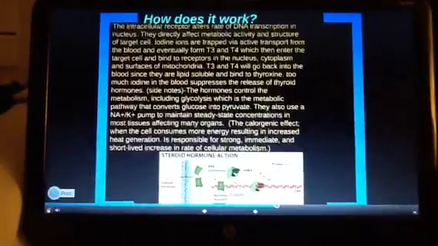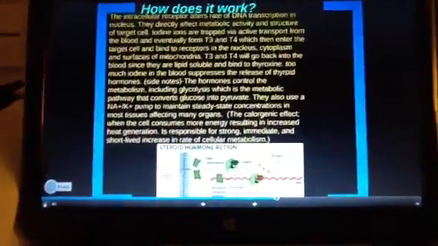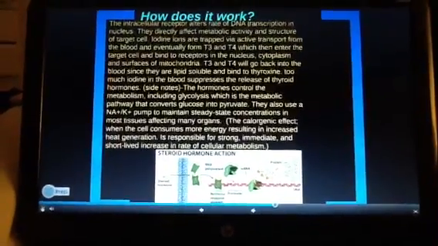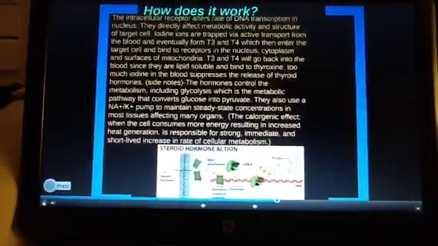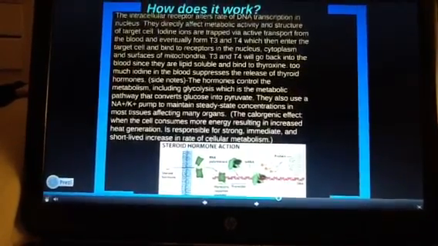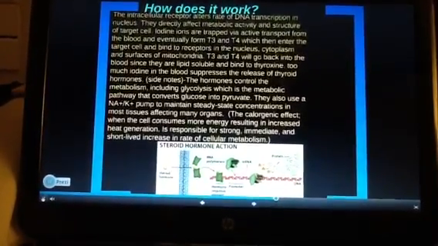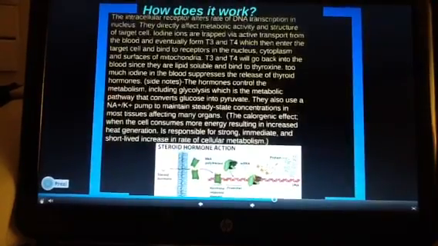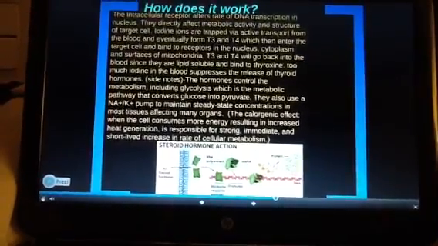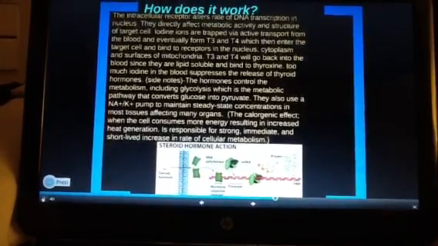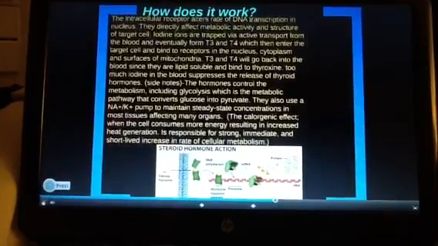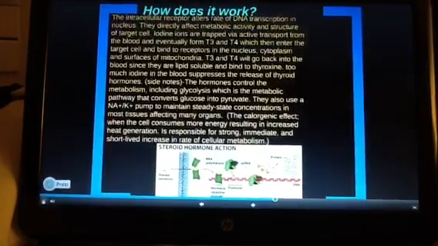So how does this all work? Now, the intracellular receptors alter the rate of the DNA transcription in the nucleus, so they directly affect the metabolic activity and structure of the target cell. Iodine ions are trapped via active transport from the blood, and they eventually form the T3 and T4, which then enter the target cell and bind to the receptors in the nucleus, cytoplasm, and the surfaces of the mitochondria. T3 and T4 will go back into the blood since they're lipid soluble and they bind to thyroxine. Too much iodine in the blood suppresses the release of thyroid hormones.